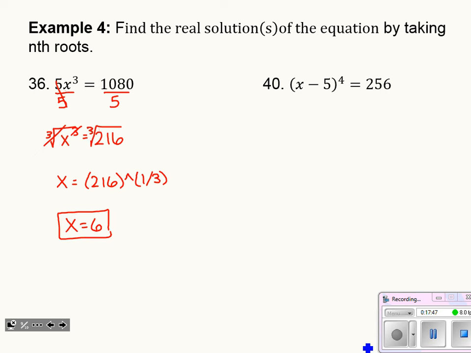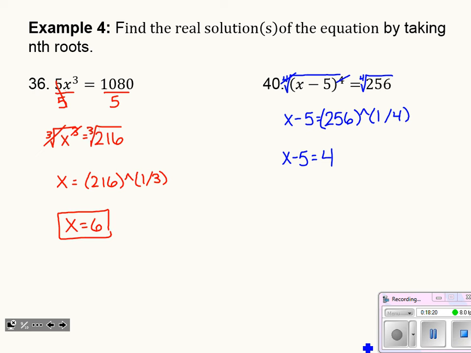All right, and then number 40, here I've got a quantity to the 4th equaling 256. Well, I want to undo that 4th power so I can get to x. I undo a 4th power with a 4th root, so I find that x minus 5 is equal to the 4th root of 256. And I'll find that in my calculator by raising 256 to the 1/4 power. That's the quick way to type out a 4th root. And I find that x minus 5 is equal to 4.